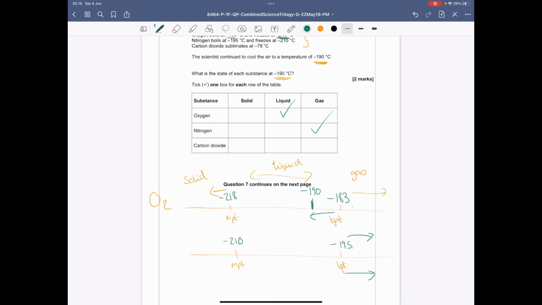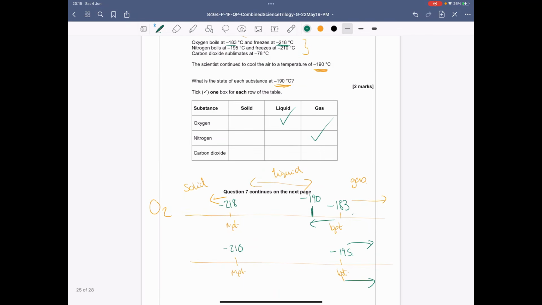And then carbon dioxide, it said it sublimates at -78. So sublimate means it skips the liquid stage and it would go straight from a gas to a solid. So sublimate, you should remember, is when it just goes from a solid to gas or gas to solid.